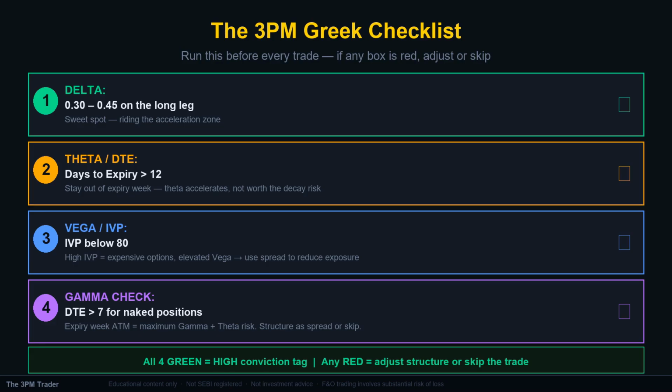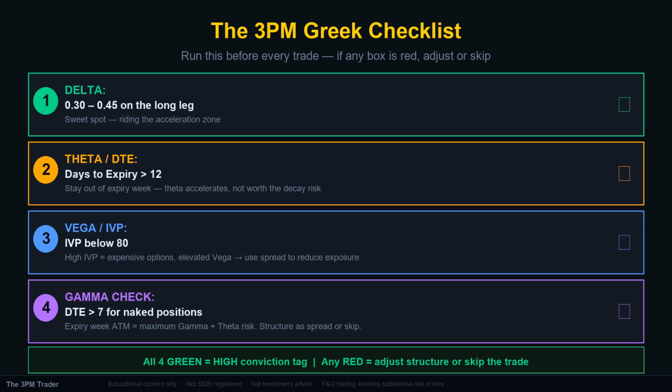So how do I use Greeks before every trade? Here is my pre-trade Greek checklist. 1. Delta between 0.3 and 0.45 on the long leg. Sweet spot entry. 2. DTE greater than 12. Avoid theta acceleration in expiry week. 3. IVP below 80. High IVP means options are expensive and Vega exposure is elevated. Use a spread to reduce it.